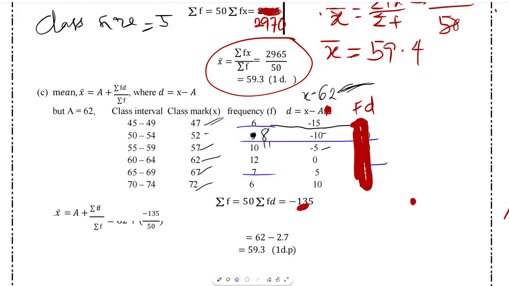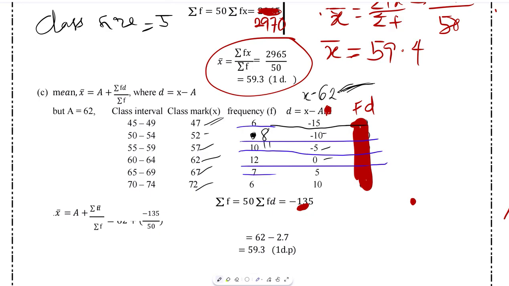So now the next thing you want to do is to find your FD. How will you do your FD? To do your FD is actually very simple. You want to multiply this D with the F. So that is where we would have a change, because of the values we have for our F.